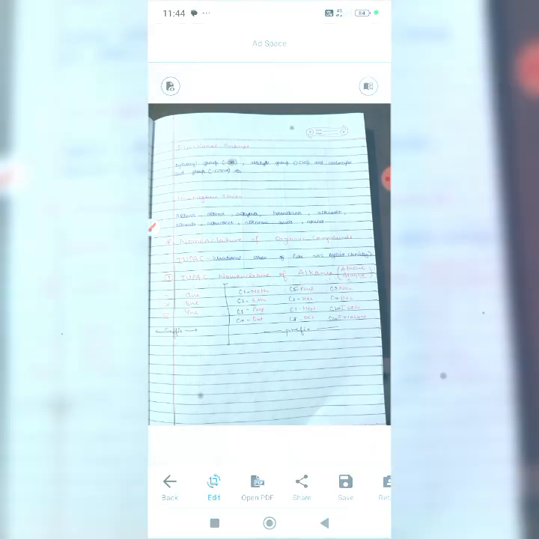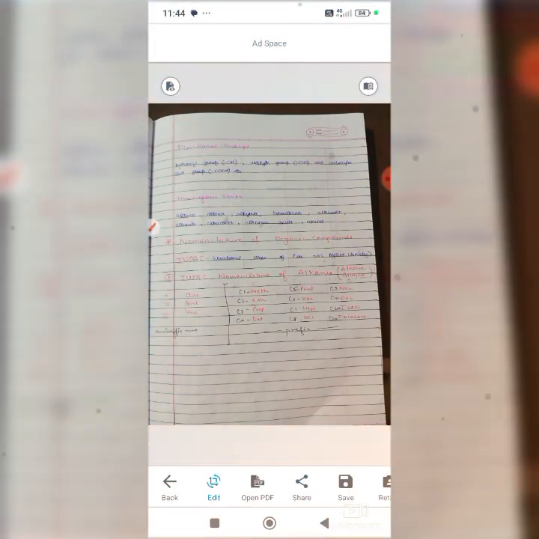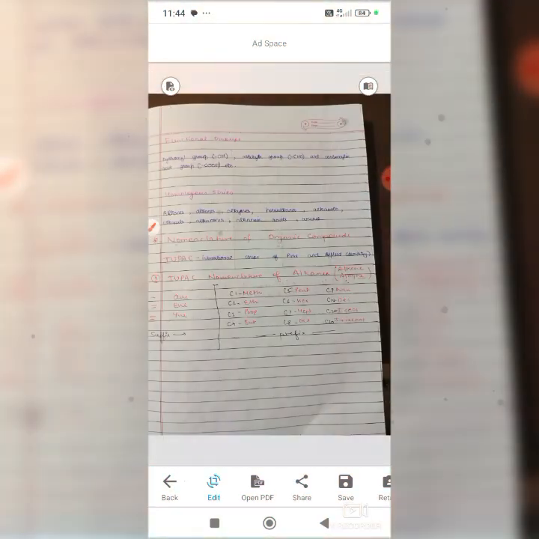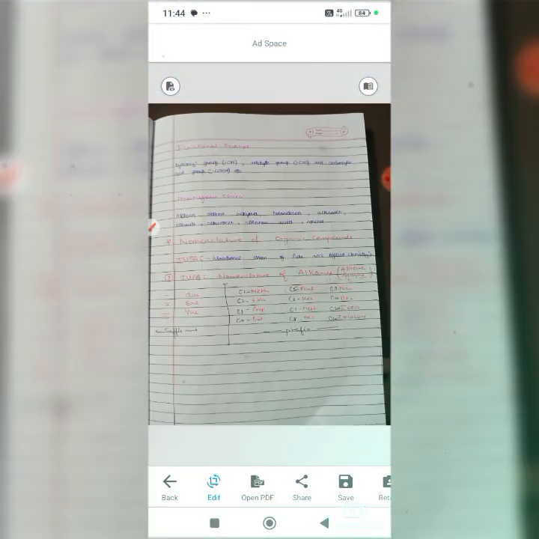Functional groups: hydroxyl group, aldehyde group, carboxylic acid. These are the functional groups. And homologous series, the same family members, like alkane, the single bonded family, alkene, the double bonded family, alkynes, the triple bonded family. Haloalkanes are there, alkanols are there, carboxylic acids are there, amines are there. So these are the homologous series.